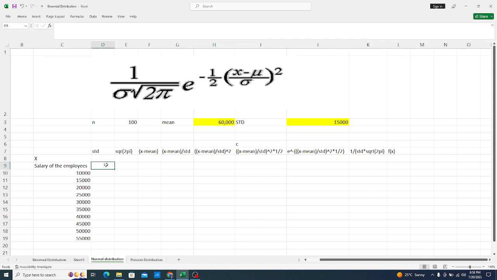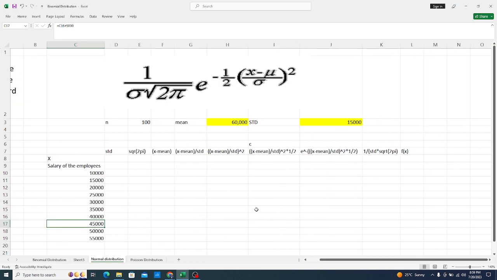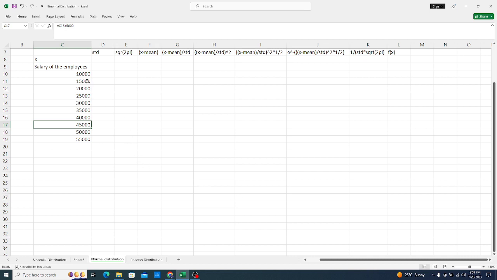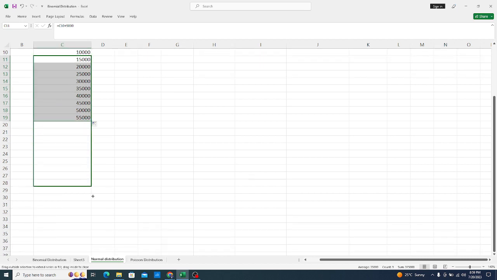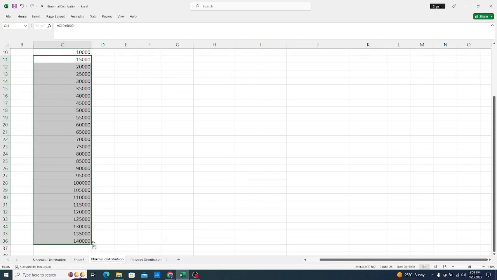Good. Now I'm going to use the Excel inbuilt function to calculate the probability that an employee, or a new employee, will be paid 20,000 or 30,000 or 45,000, using normal distribution. In fact, let me try and increase this.